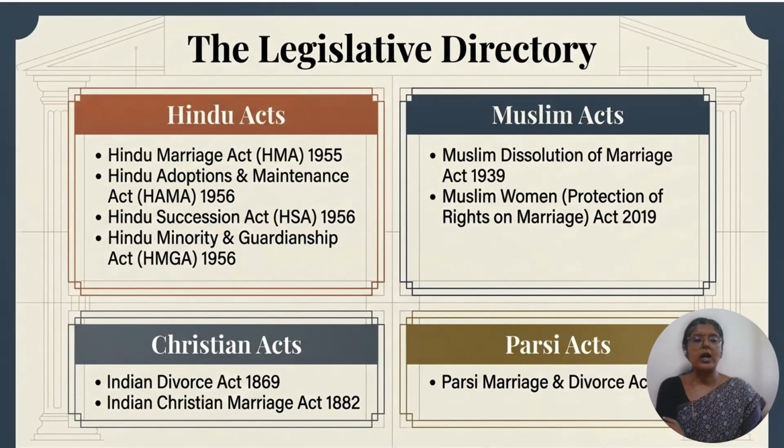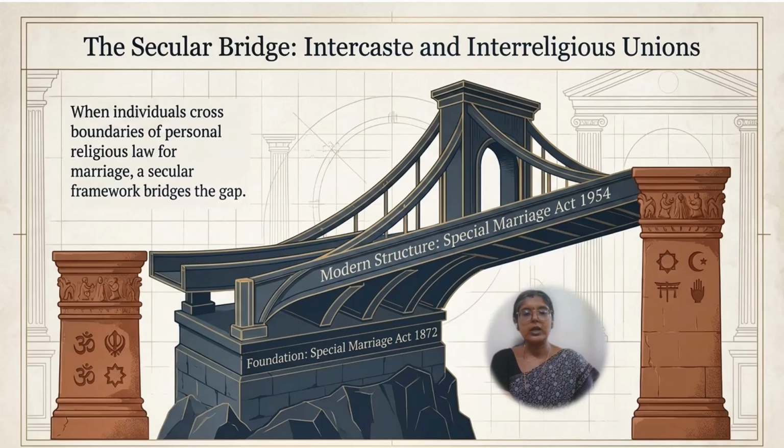The legislative directory is somewhat like this. The Hindus are governed by the Hindu Marriage Act, the Hindu Adoption and Maintenance Act, and the Succession, Minority and Guardianship Acts. When we are talking about Muslims, it is the Muslim Dissolution of Marriage Act and the Muslim Women Protection of Rights on Marriage Act. But what we need to understand is that the basis we follow is the Sharia law. Then there are the Christian Acts, the Indian Divorce Act and the Indian Christian Marriage Act. And then there is also the JJ Act, the Juvenile Justice Act, which allows for secular adoption. These are some of the laws that we will be looking into.